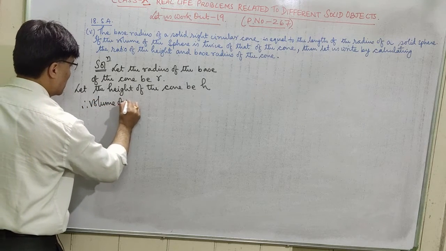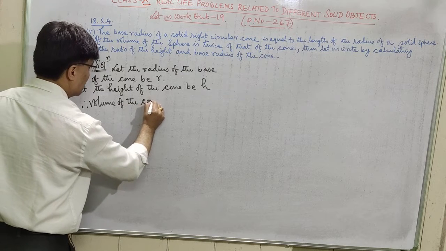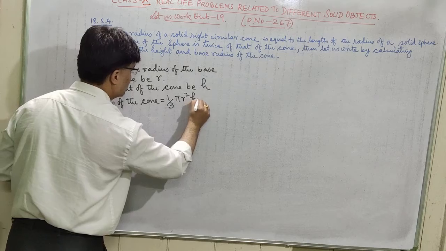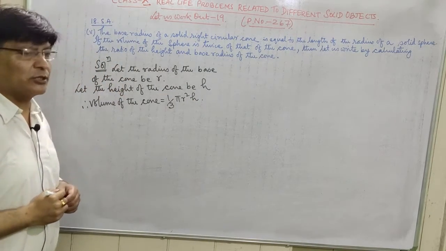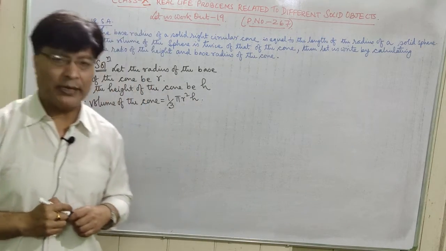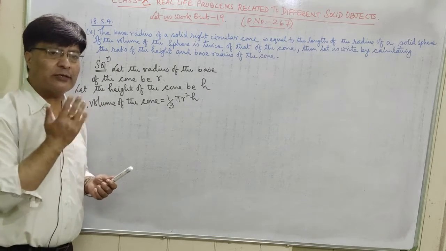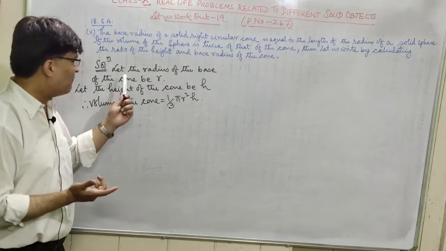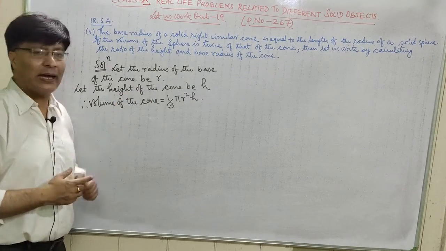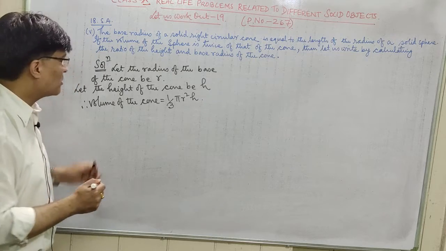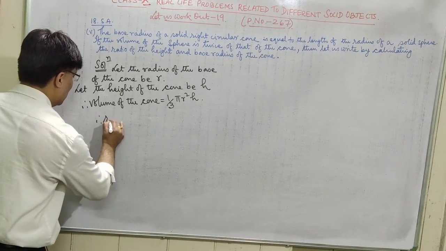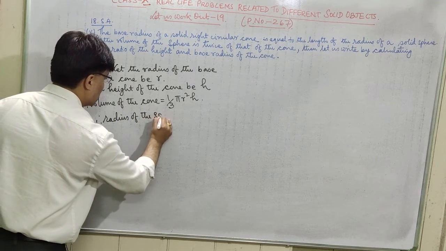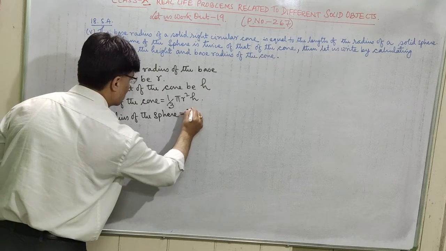So what is the volume of the cone formula? It is 1/3 pi r square h. So this is the volume of the cone. Again, what will be the radius of the sphere? It is the same as the radius of the base of the cone. We have assumed the radius of the base of the cone as r. So the radius of the sphere is also r.